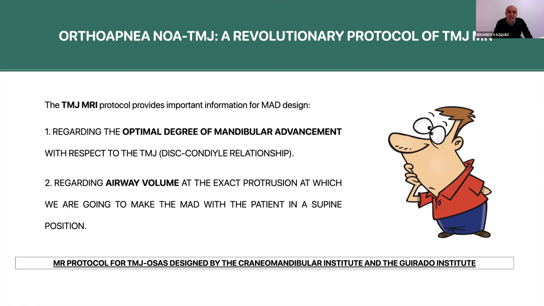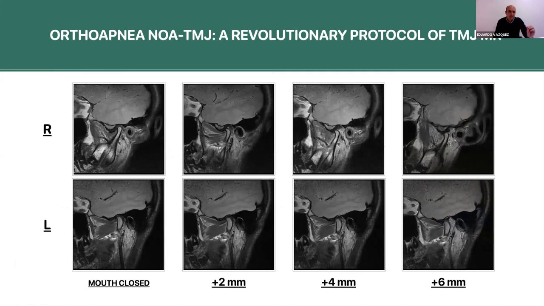Now, also, with this MRI protocol, we can take measurements of the airway volume at each specific degree of protrusion. So, for example, let's take a look at these pictures, and you will see that, for example, in the right side, you can see mouth closed, plus 2 millimeters, plus 4 millimeters, plus 6 millimeters. Since MRI is a very safe imaging procedure, it's not like a CBCT, where you're radiating the patient. You're not going to take 4 CBCTs to measure. Well, you cannot use a CBCT to see the disc-condylar relationship. You cannot see the disc, okay? So this cannot be done with a CBCT, obviously.